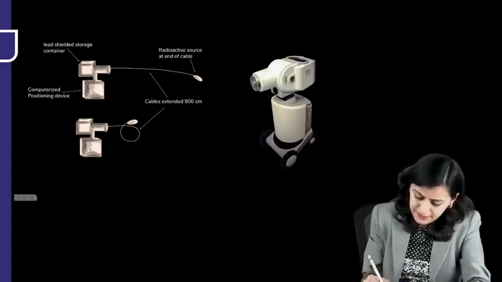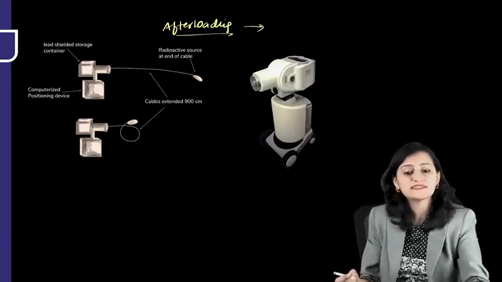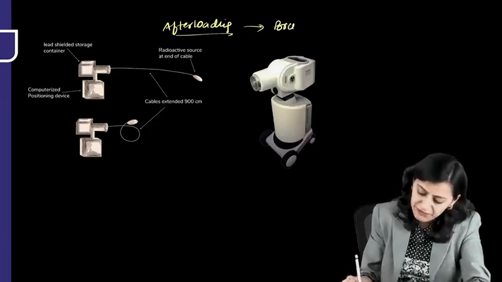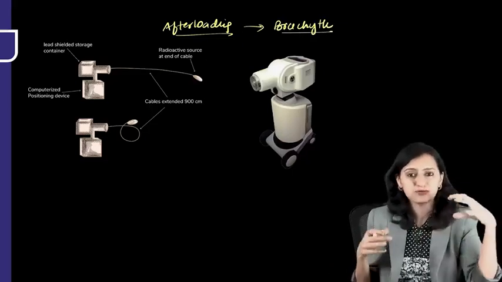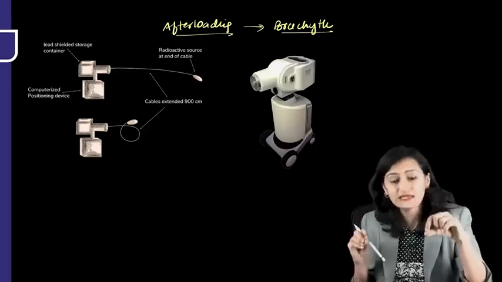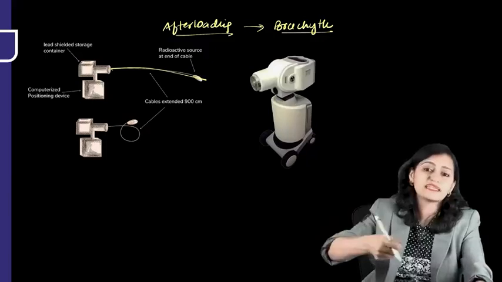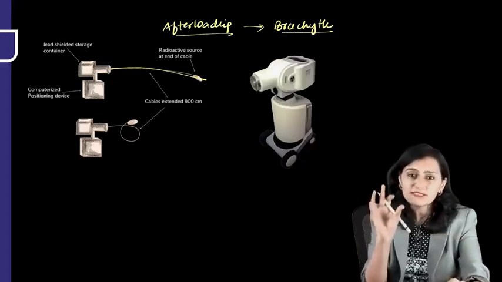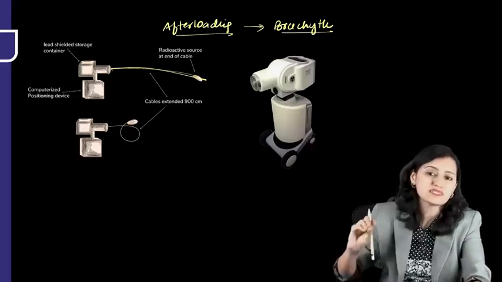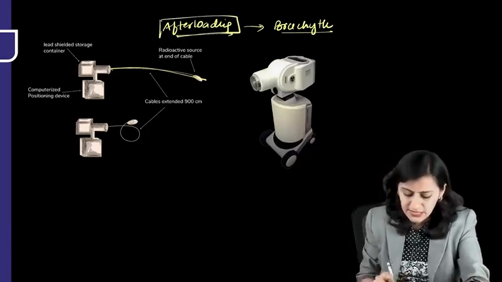Now what is this one? This is something called the after loading technique. The question asked is, where do we use after loading? After loading is used in brachytherapy. Basically, to avoid radiation exposure to the operator, we have cables containing these radioactive sources. They deliver the radioactive source into the patient's body, so manual handling of the radioactive source is not there. So it decreases the radiation exposure. Remember, that is after loading, which is used in brachytherapy.